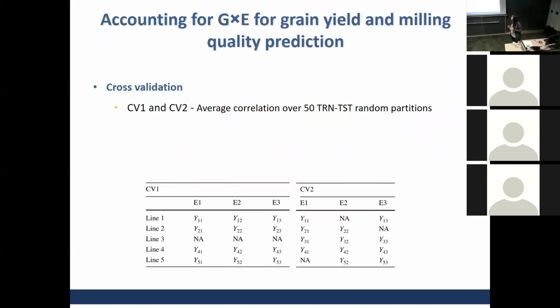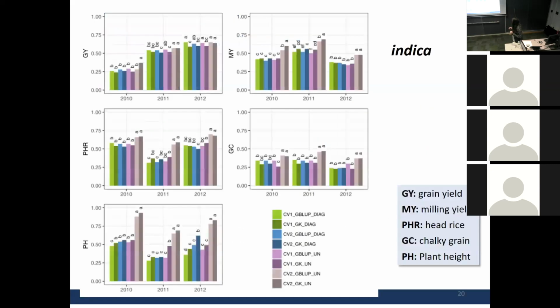So we used several cross-validation schemes. Here I'm going to show you just a few of them. We used cross-validation 1 and 2, where cross-validation 1 tries to predict lines that were never evaluated in any environment. So they're new lines. And cross-validation 2 predicts lines that were evaluated in some environments, but not in others. So here we're really using the information that runs through the environmental covariance matrix.